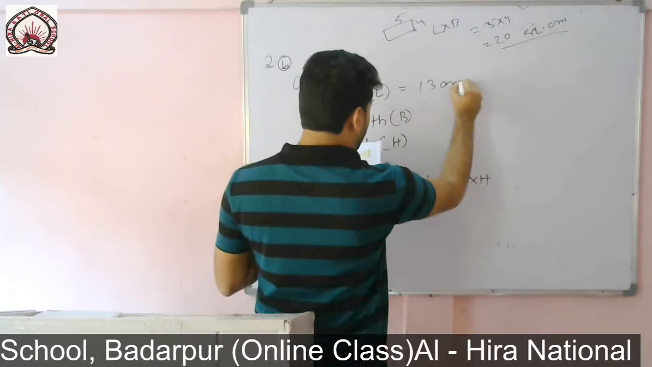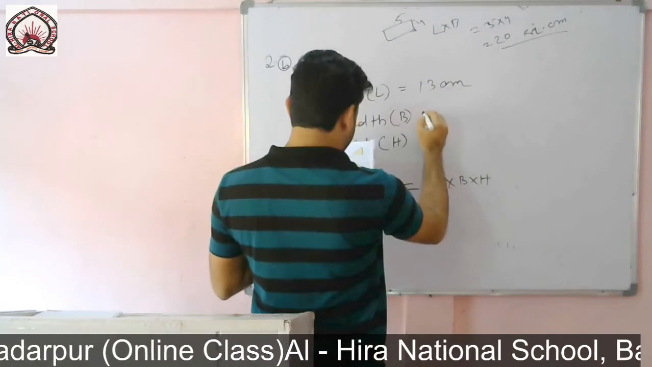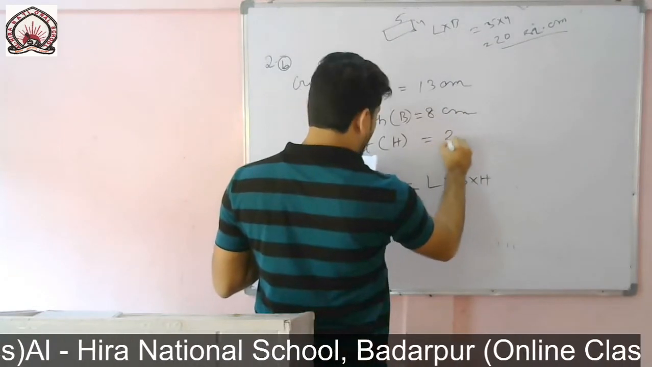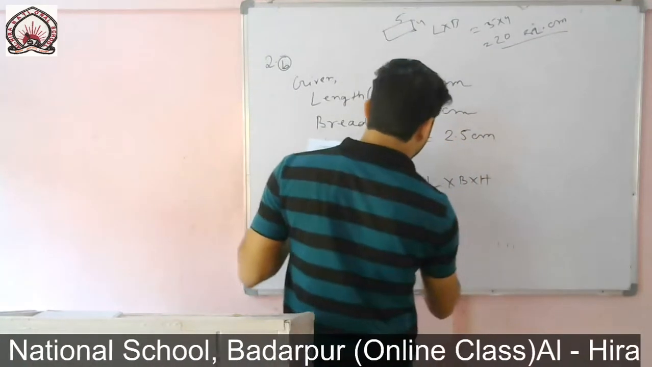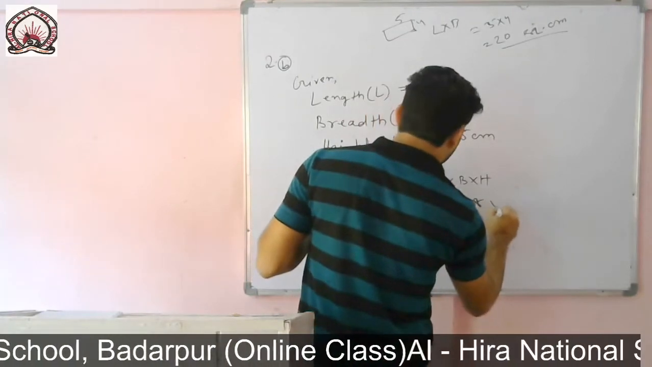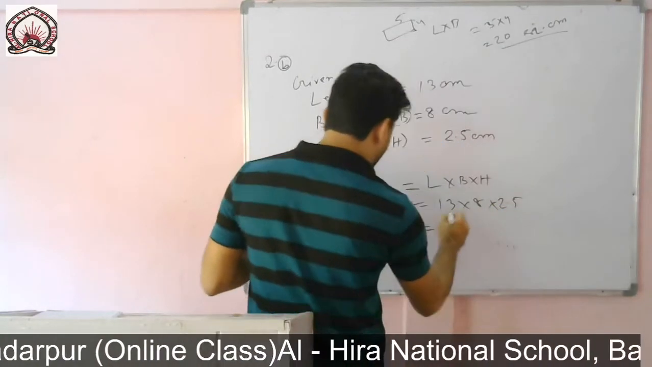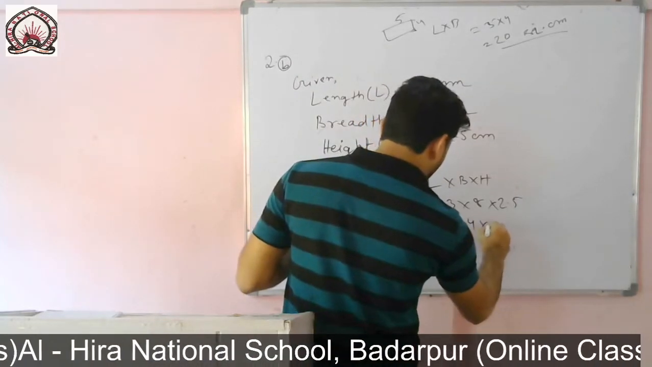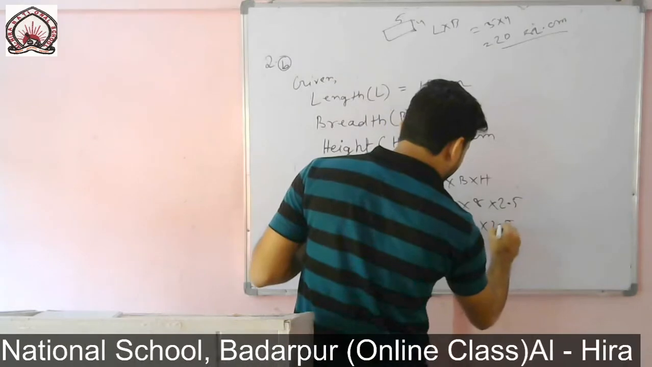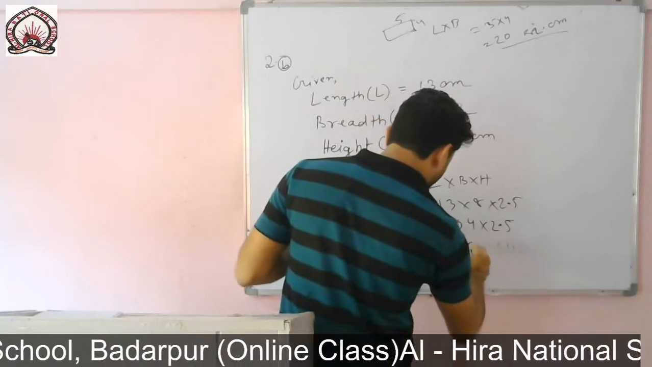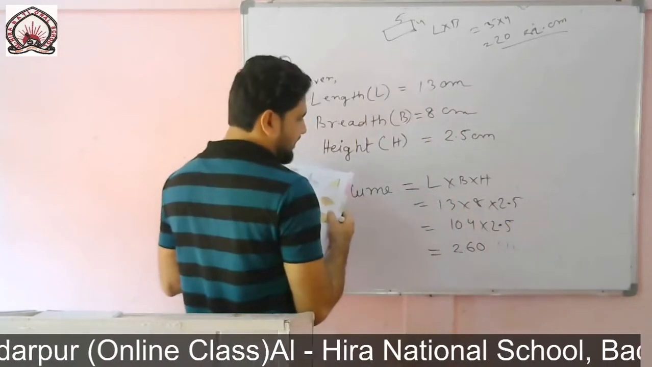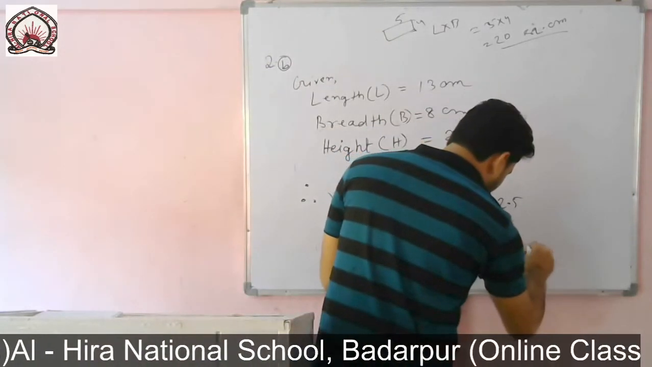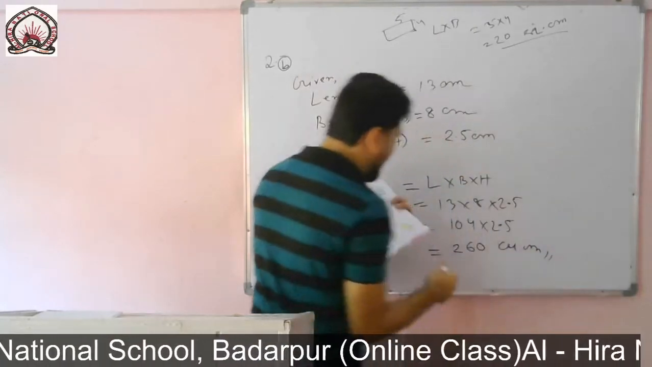13 centimeter, 8 centimeter, 2.5 centimeter. So if you multiply 13 into 8 into 2.5, 13 8s are 104, into 2.5, then 260. If you multiply, then you will get 260 cubic centimeter.